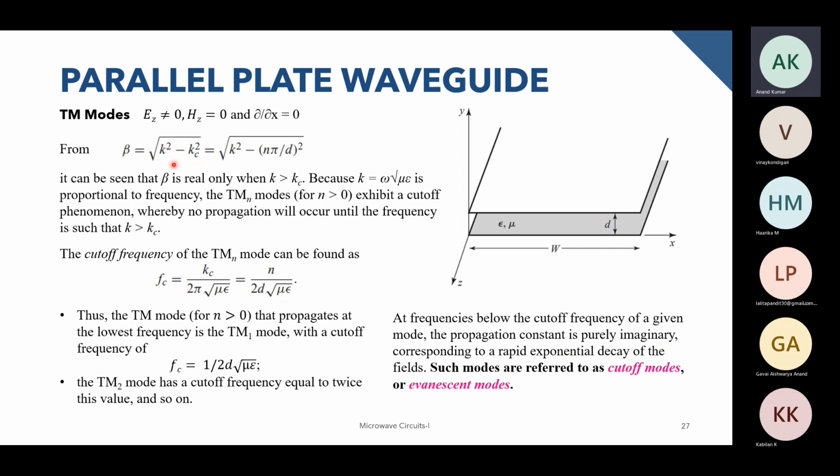If this particular k is less than kc, this will turn out to be imaginary, and beta will be imaginary, and hence for those cases, those modes, those frequencies, will not propagate in the waveguide. They will decay as soon as they are launched in the waveguide. These modes are called the cutoff modes or the evanescent modes. We must have already heard about evanescent waves; similarly, these are the evanescent modes. If k is less than kc for that particular mode, those modes will not propagate.